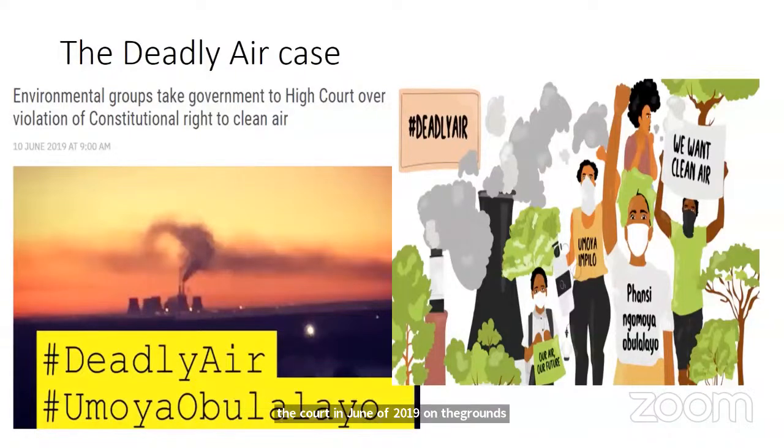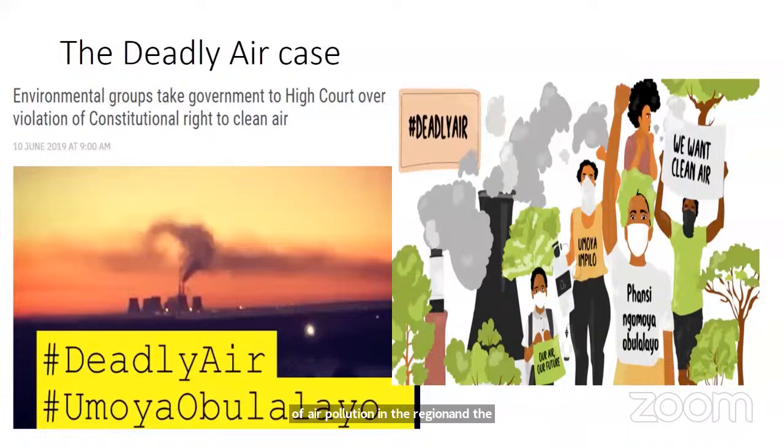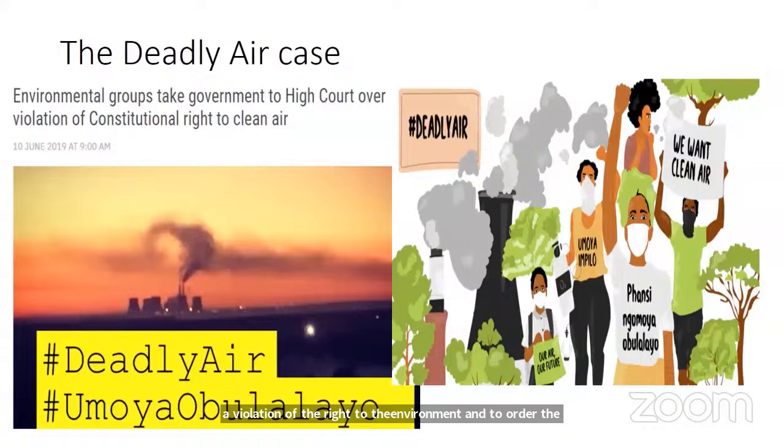By failing to improve the deadly levels of air pollution in the region, they requested the court to declare that the poor ambient air quality in the Highveld Priority Area constitutes a violation of the right to an environment not harmful to health or well-being, and to order the government to promulgate regulations to enforce the Highveld Air Quality Management Plan. The groups took to the courts as a last resort.